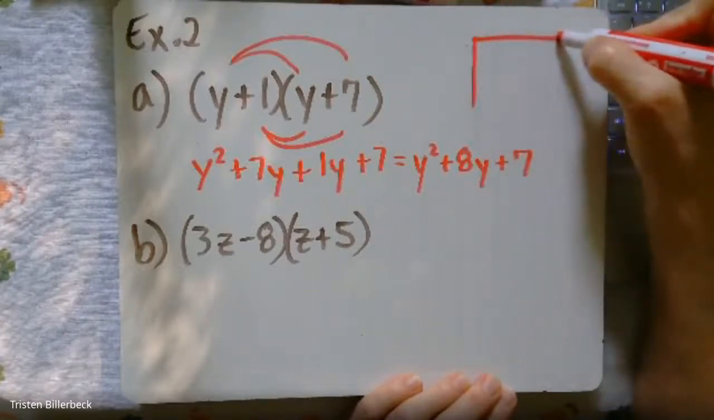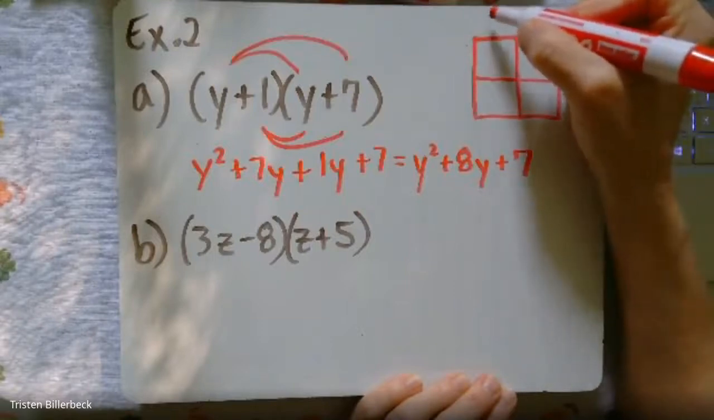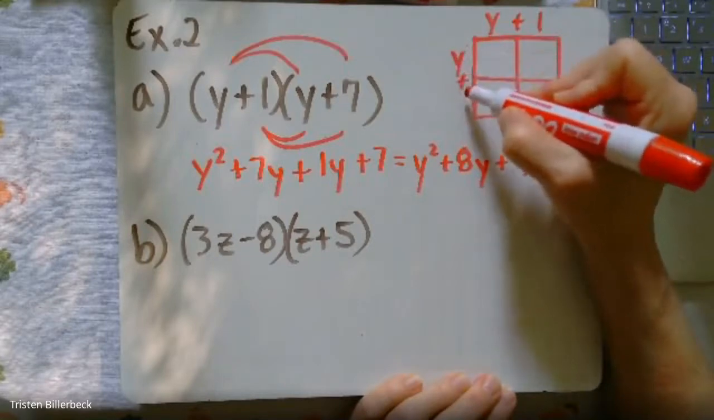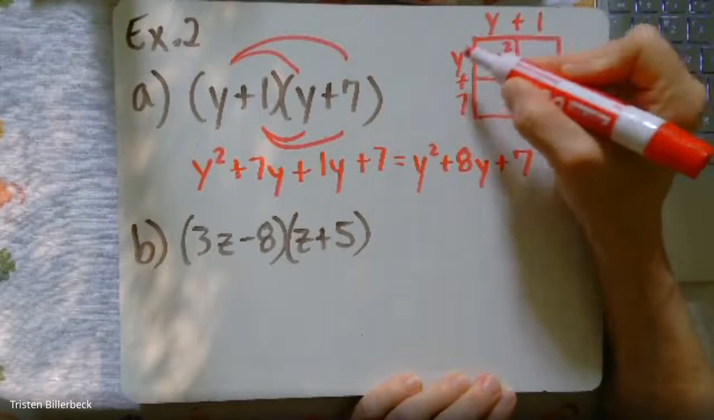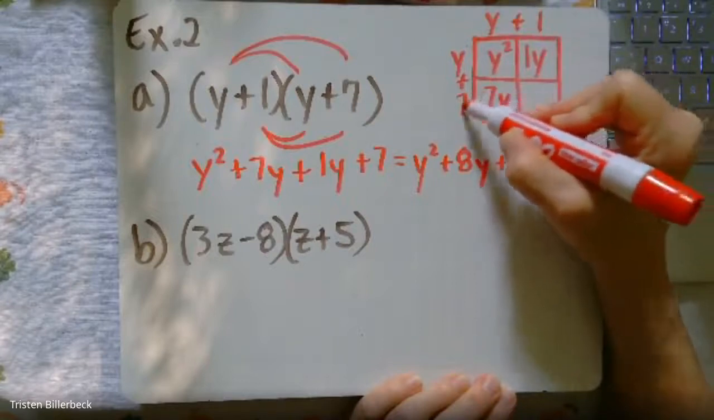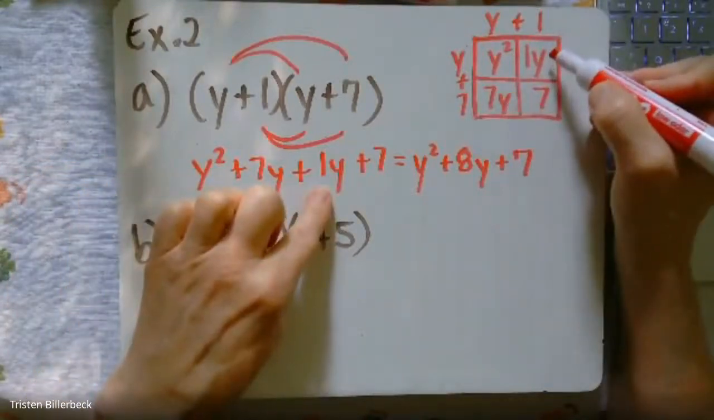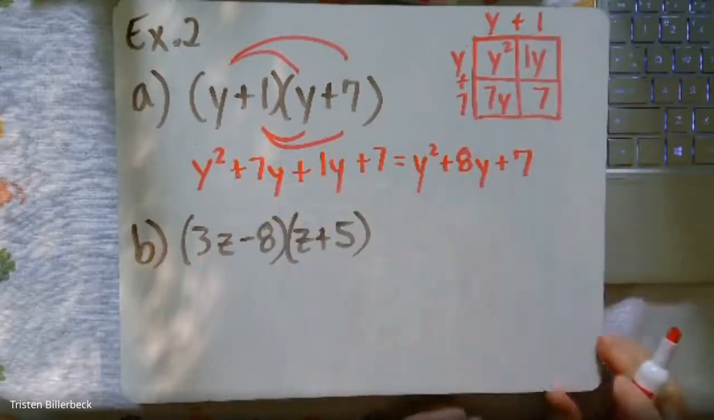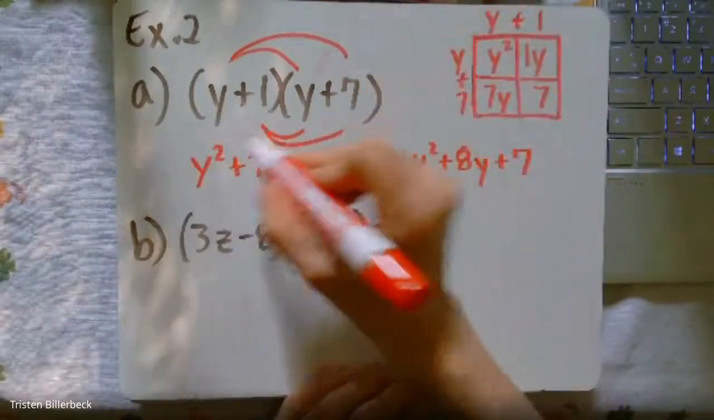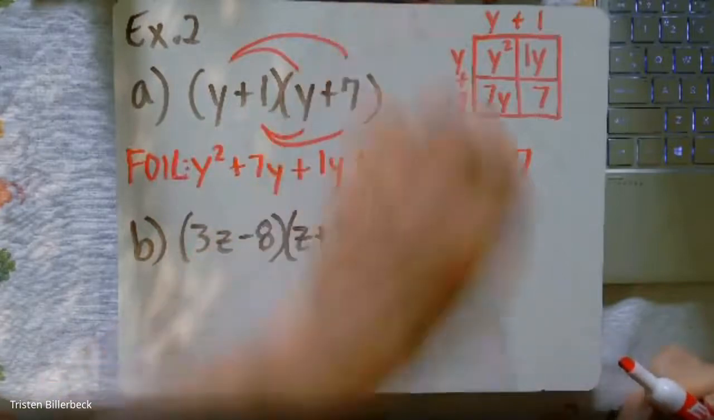So if we did a box, we would probably find that same thing. If I write y here and then plus 1, y here and plus 7, y times y is y squared, y times 1 is 1y, and 7 times y is 7y, and 7 times 1 is 7. So I have y squared plus 7y plus 1y plus 7, and then I get the same answer. So there's two ways you can do it, using FOIL directly or using the box.